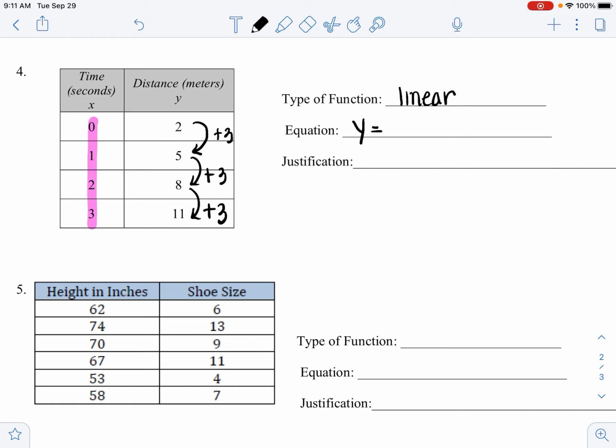My equation is in the form y equals, and then remember, it's your change times x plus your initial amount. So my change is 3, so 3x plus my initial amount. Your initial amount is when x is 0. What is y? 2. If you have y equals 2 plus 3x, that's equivalent, remember, because of the commutative property. All right, my justification, it's because it's increasing by adding 3. So adding is the key word there.